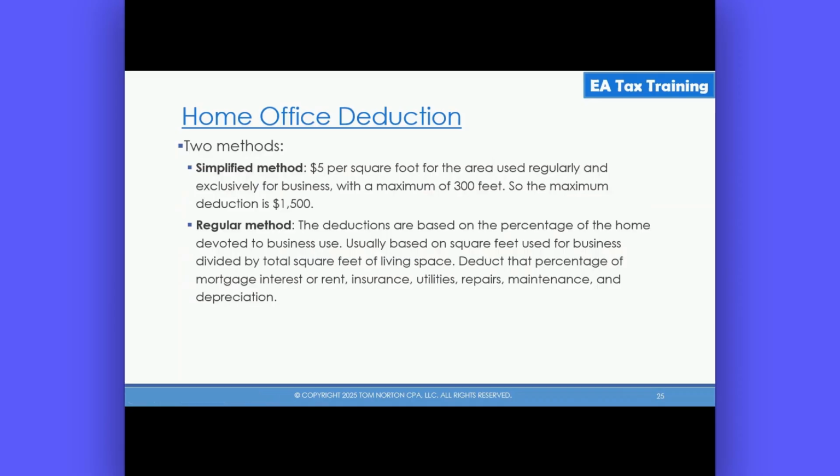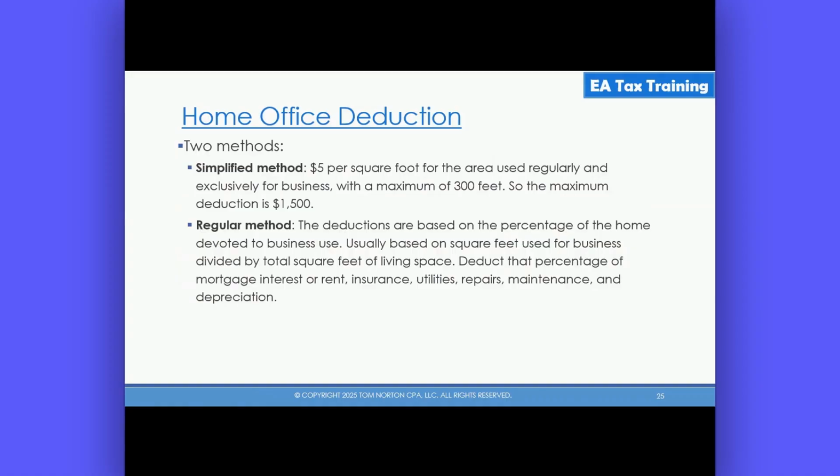There are 2 methods of computing the home office deduction. First is the simplified method. So this is $5 per square foot for the area used regularly and exclusively for business with a maximum of 300 feet. So the maximum deduction, therefore, is $1,500 per year. Or you can use the regular method. Here, the deductions are based on the percentage of the home devoted to business use. Usually, this is based on the square feet used for business divided by the total square feet of living space. And in that case, you can deduct that percentage of mortgage interest or rent, insurance, utilities, repairs, maintenance, and depreciation.